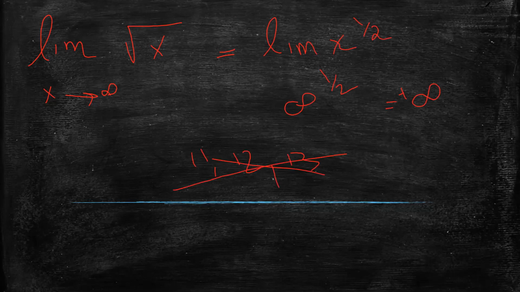Now, on the revision sheet, number 11, 12, and 13 are cancelled, because I didn't explain the radical expressions with you.